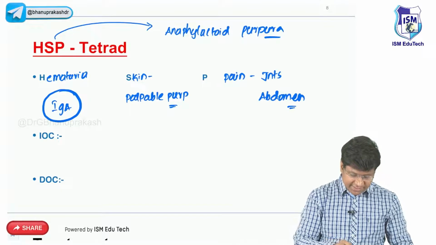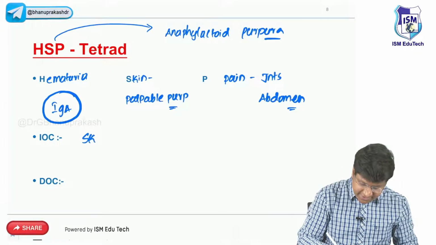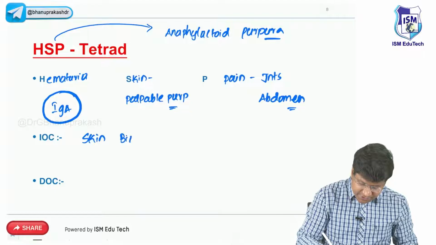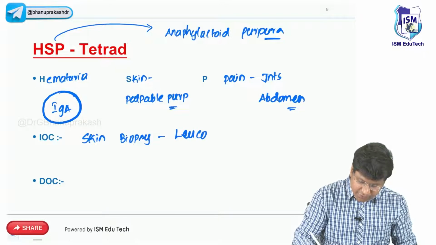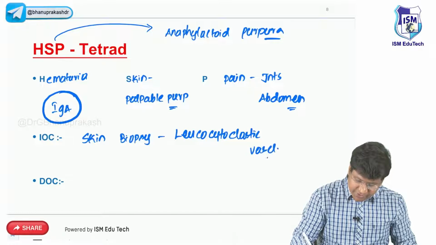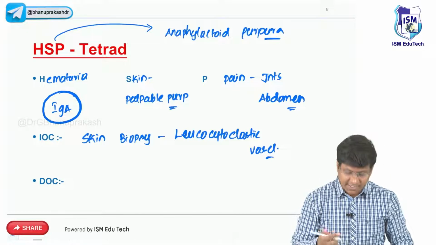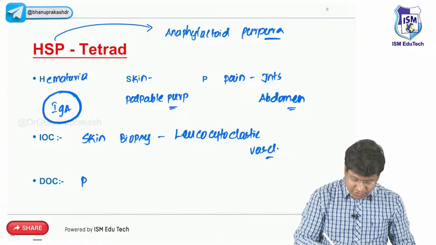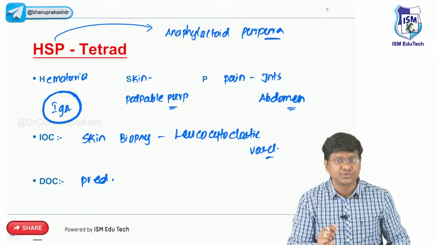Now, what is the investigation of choice in case of Henoch-Schonlein purpura? That is the skin biopsy. Now, what does the skin biopsy show in case of Henoch-Schonlein purpura? That will show you the presence of leukocytoclastic vasculitis, right? Leukocytoclastic vasculitis. That is the investigation of choice in case of Henoch-Schonlein purpura. Then what is the drug of choice in case of Henoch-Schonlein purpura? That will be the steroid, that is prednisolone is being given.